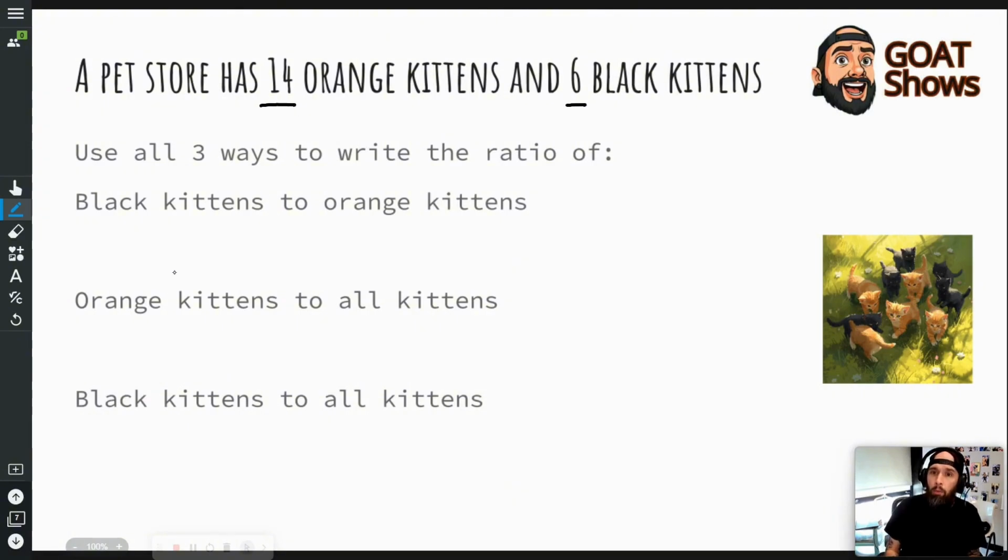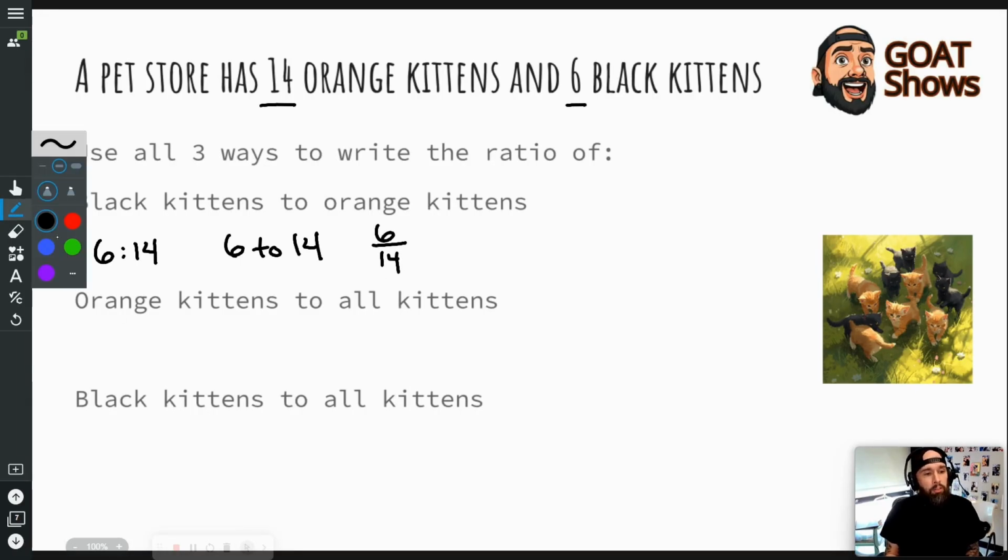So one way I can write it out is 6 black kittens to 14 orange kittens. Or I can write it out as 6 to 14 using the word "to" in the middle, or I can write it out as 6 over 14. Now, the second problem is asking us to write out the ratio of orange kittens to all kittens.